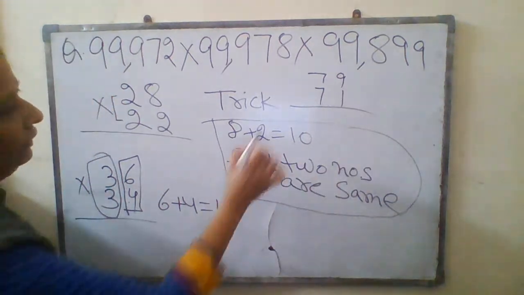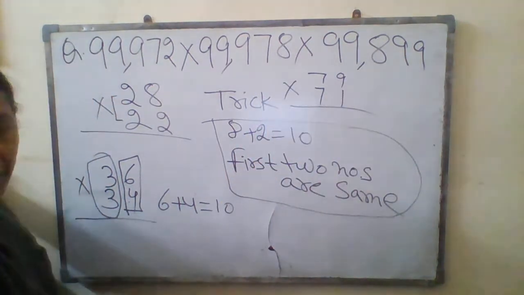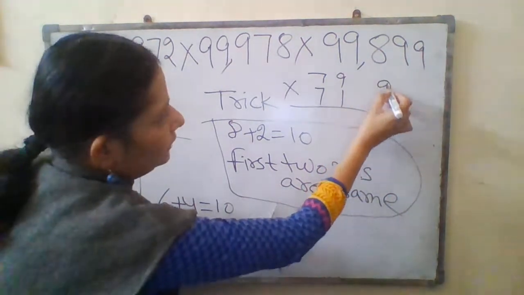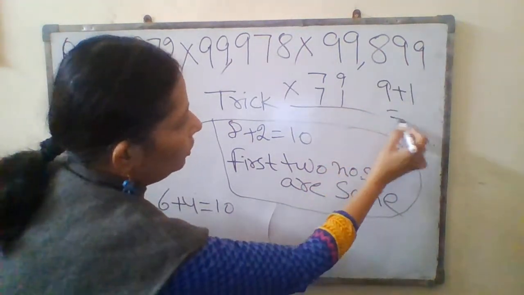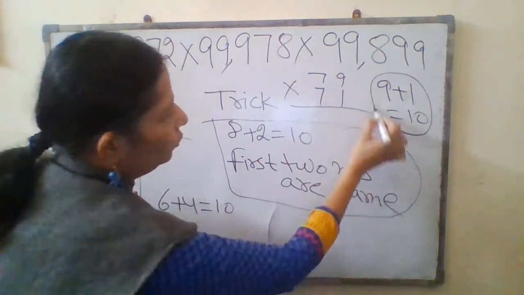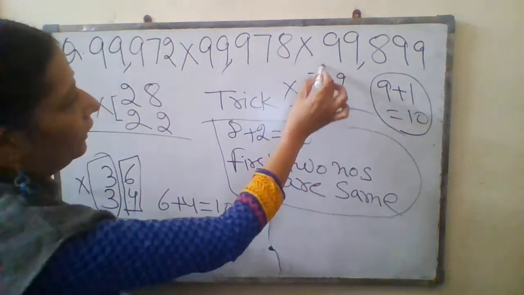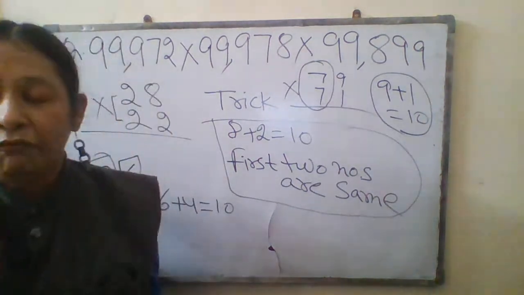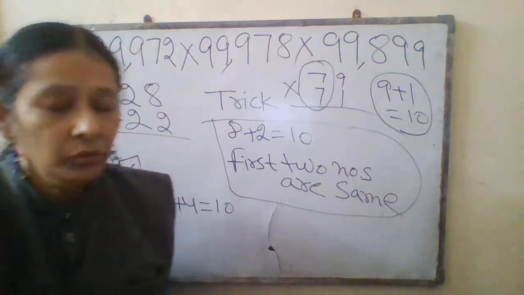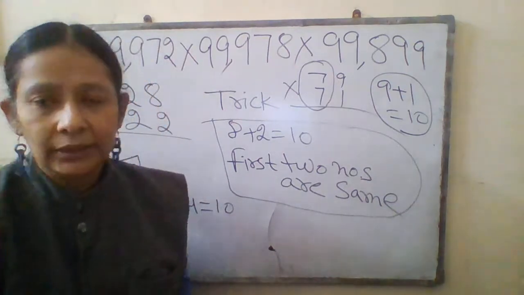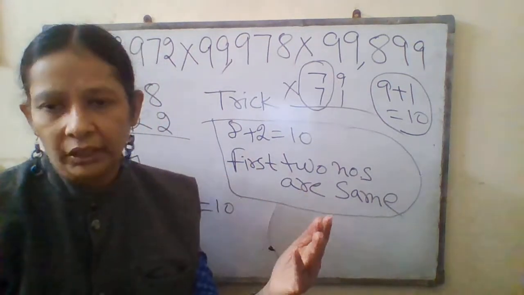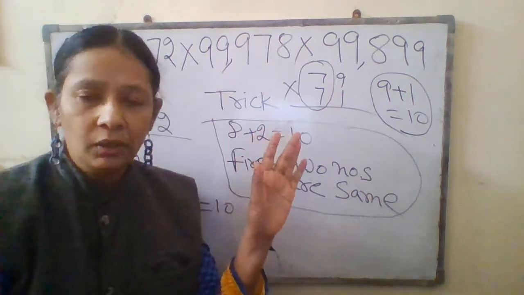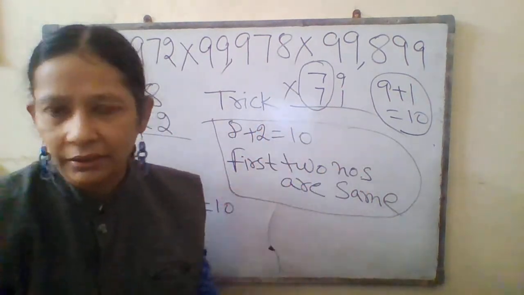Look at this example. If you have to multiply 79 by 71, you look here, what is the trick? The trick is 9 plus 1, because 9 plus 1 will be equal to 10 and the starting two numbers are the same. Don't feel afraid of this question. Right now I am just explaining a lot of tricks. In one question only I am going to tell you a lot of tricks, so it is taking time.